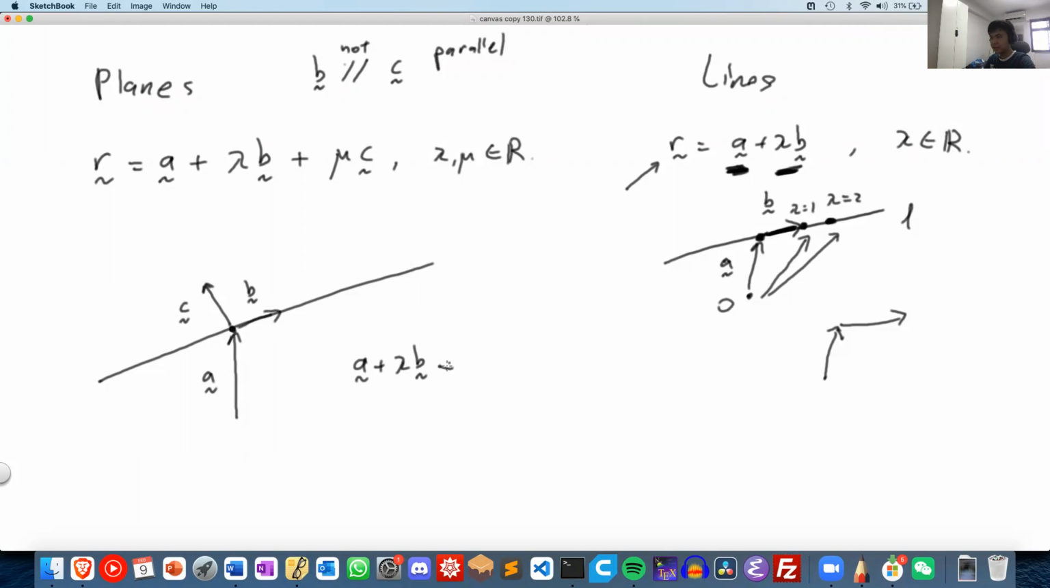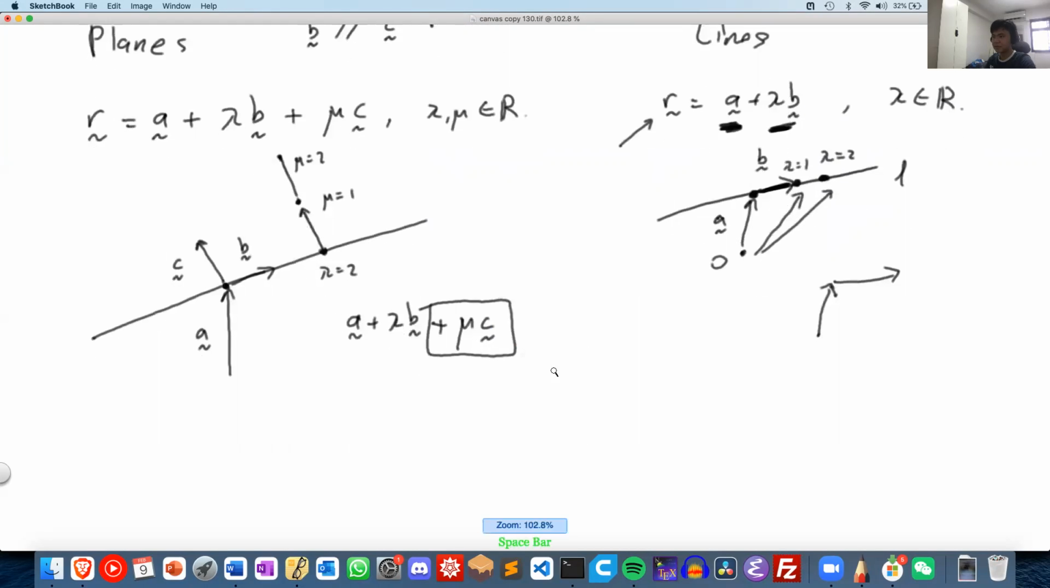So by adding on another mu C, right, we are now allowing the guy who was originally walking along the line to venture out from there. So let's say he walked along the line, let's say he walked lambda equal to 2, and let's say he's at this point. Then by adding this additional term mu C, we allow him to venture out in a line that is not parallel to this current line at all. So he can walk out, let's say to mu equals 1, or he can walk out to mu equals 2, and so on. And he can choose any value to walk out in the C direction.